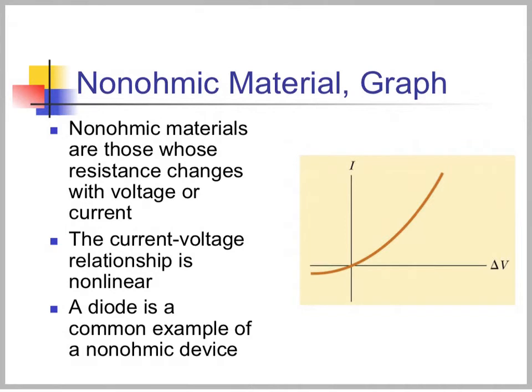Non-ohmic materials are those whose resistance changes with voltage or current changes. And that current-voltage relationship then is nonlinear. A diode is an example of a non-ohmic device. A diode actually lets current flow in one direction, but will not let current flow in the other direction.